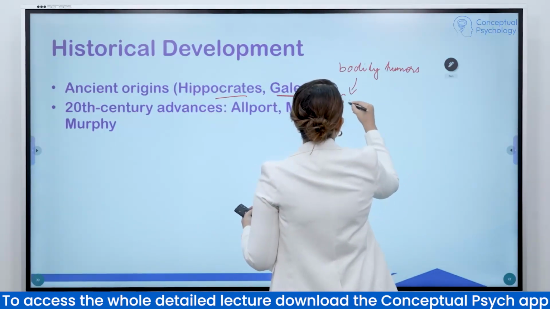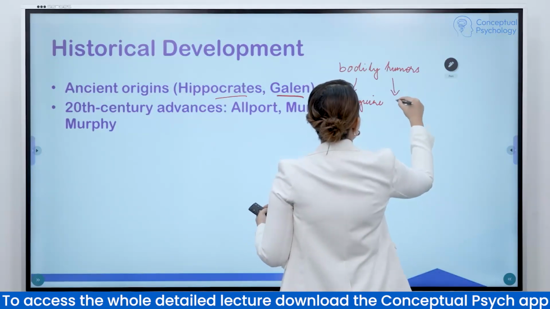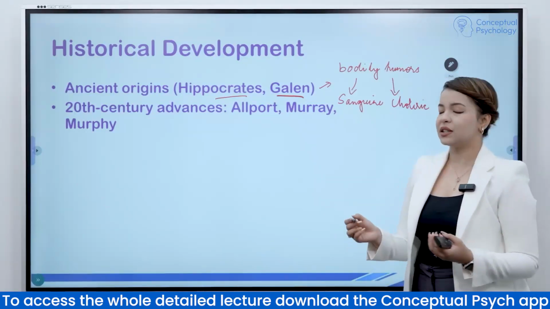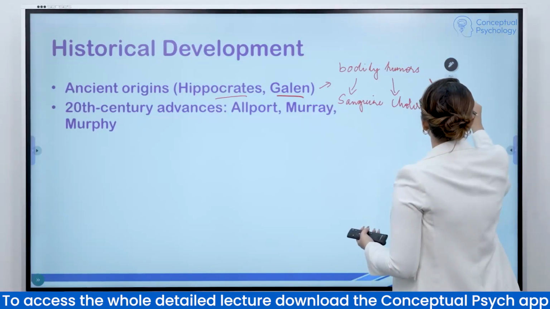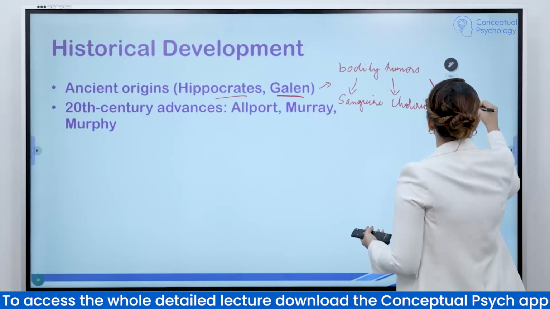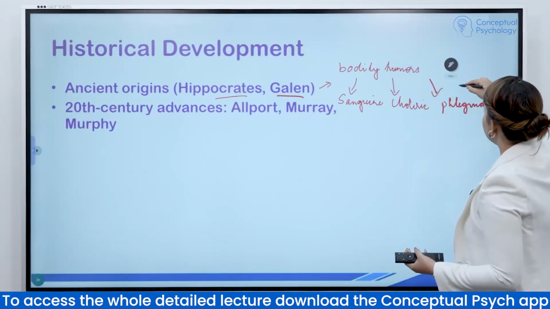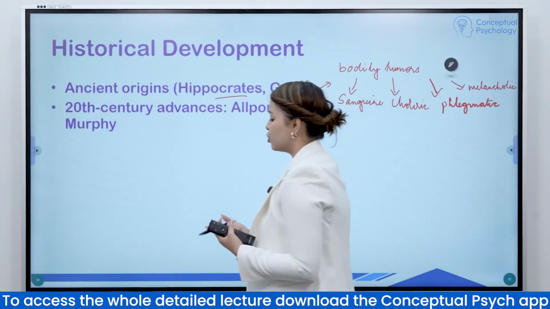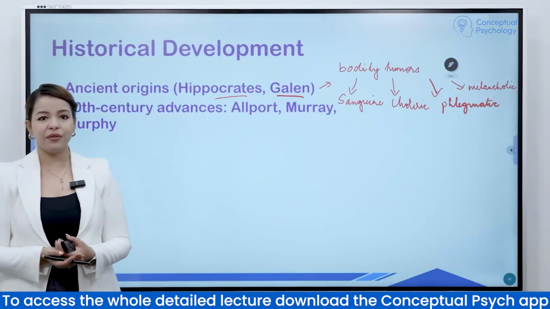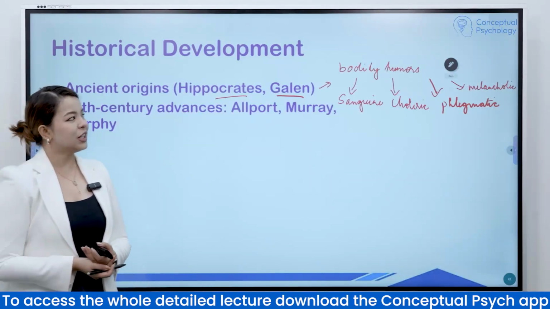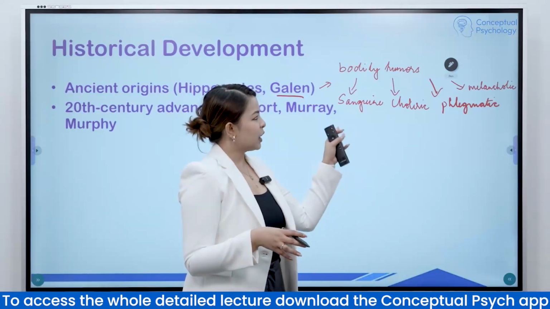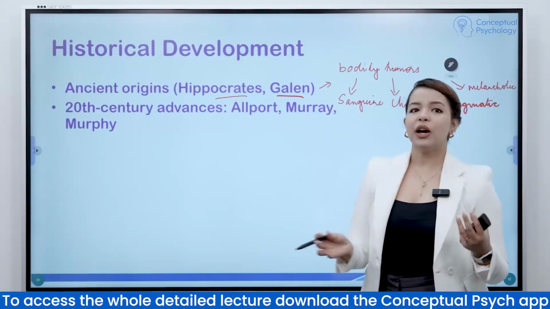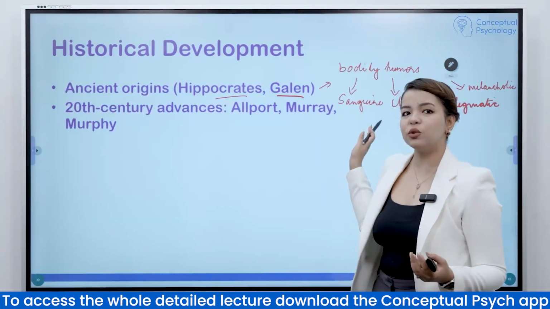that of sanguine, choleric, melancholic and phlegmatic types. Okay, so they said that, based on the different kinds of bodily fluids that we have, we'll discuss these types in detail when we do the type and trait theories. But for now, they were basically in early ancient Greece, early ancient medical systems. Hippocrates or Galen, they classified individuals based on bodily humors into these types.